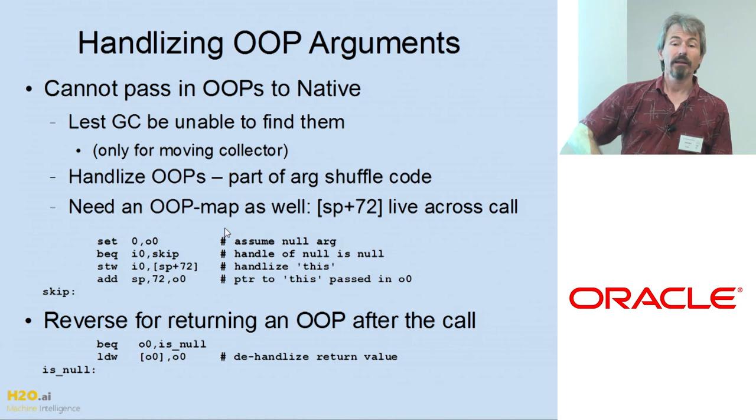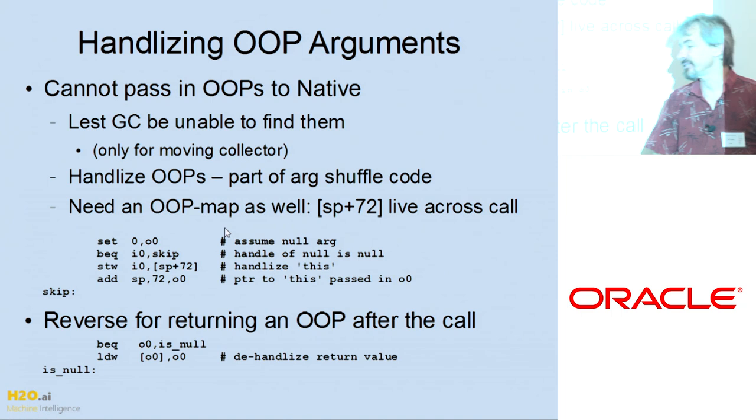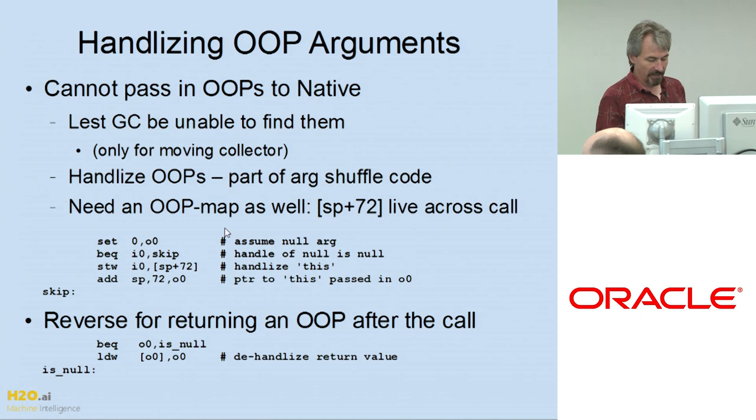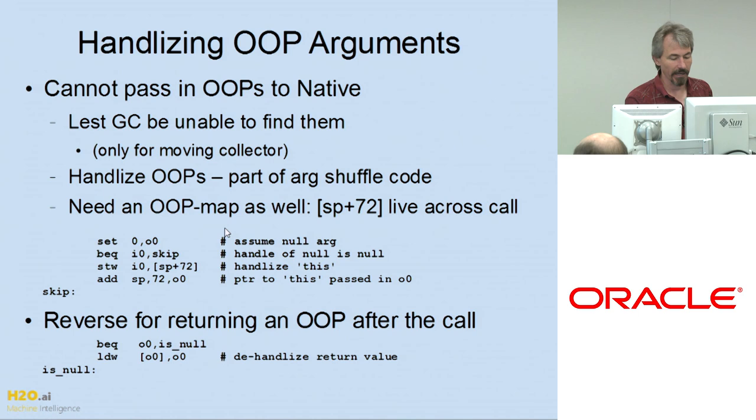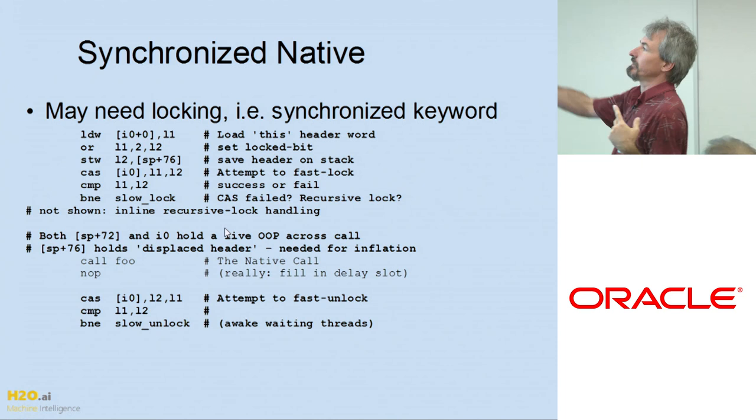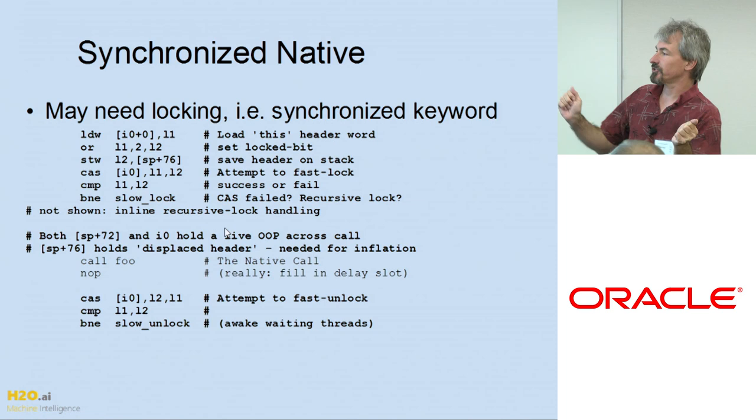If he hands me a handle back, I have to say, is it a null? Oh, not. OK, then load it and go again. So this is me being defensive against the native code, hiding oops from the GC when he blocks for I/O for the next decade. Maybe I need to lock him. I'll cut short the chart, but it's basically the obvious. Grab some bits out of the header word, scribble with them, store some bits somewhere else, do a CAS instruction, and then unwind that with a CAS again on the tail end when you come out.